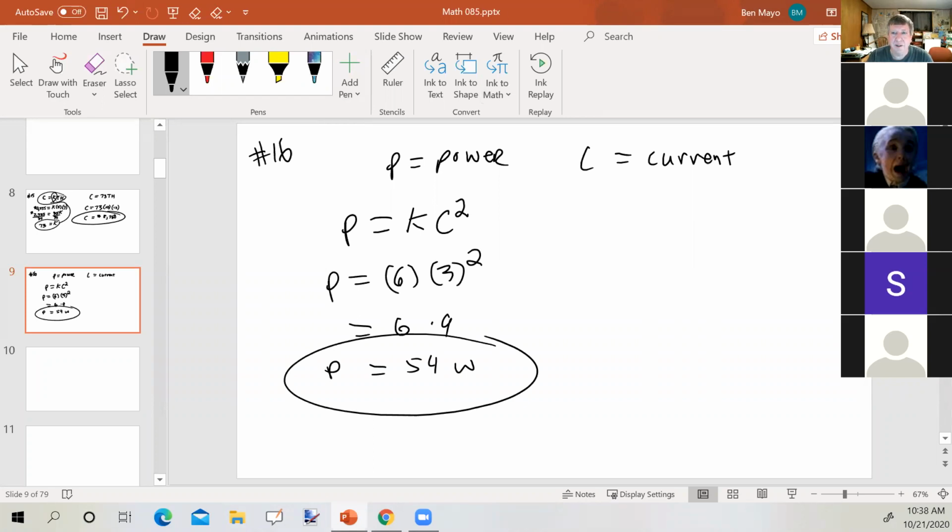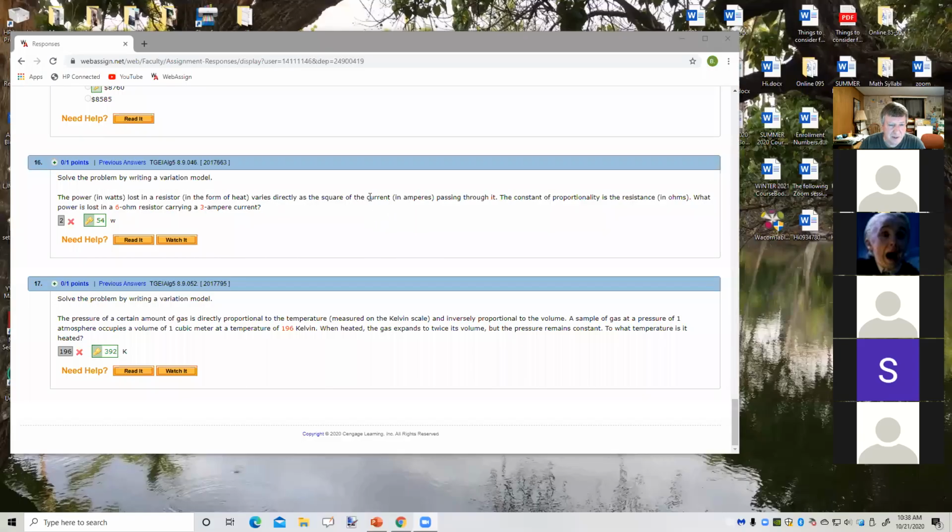Let me go back to the other screen for a moment. So again, it says the square of the current, which I missed the first time around. And then it says resistance in ohms. So then here, 6 ohm resistor, that is K.